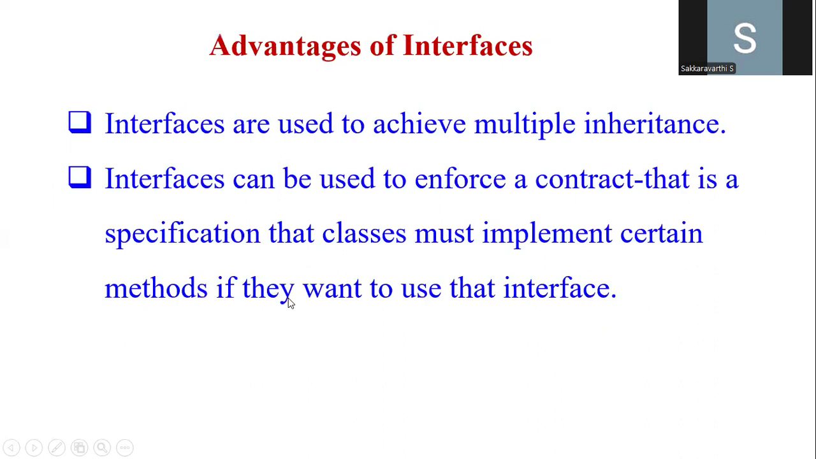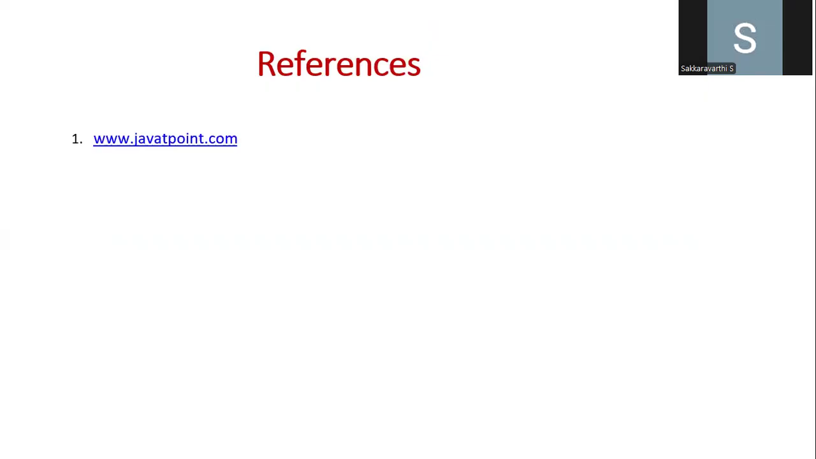Some of the advantages of interfaces: they are used to achieve multiple inheritance and can be used to enforce a contract, that is, a specification that the classes must implement certain methods if they want to use that interface. Some of the references are Java T Point.